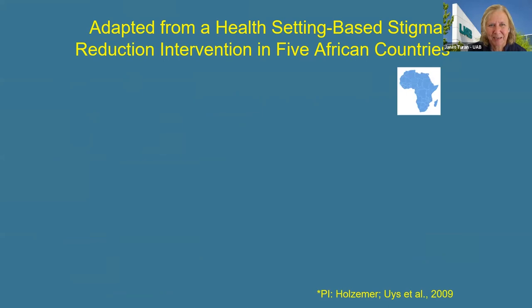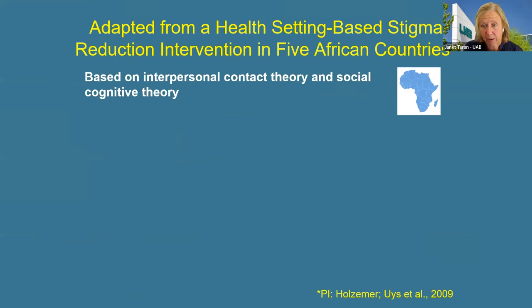So this intervention was originally developed through an R01 study that was conducted in 5 African countries. There was a mechanism, I believe through Fogarty, that funded many different stigma projects quite some years ago now. But this project was developed by a multidisciplinary team with investigators from Lesotho, Malawi, South Africa, Swaziland, and Tanzania. And my mentor, Bill Holzmer, was part of that team. And that's how I became exposed to this intervention.